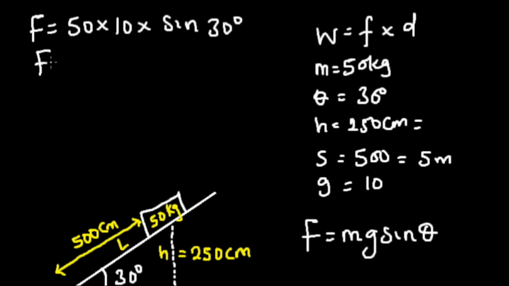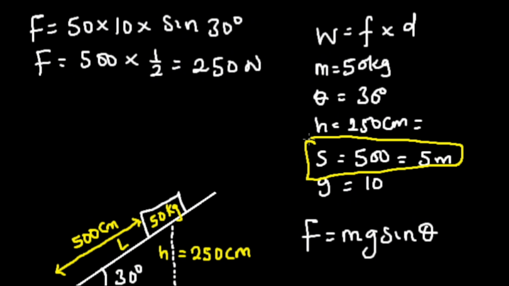Okay, so force is equal to, what would that be? 50 times 10, that's 500. Sine 30 is half, right? And that is 250. Sorry, that's 250. That's 250 Newton. So I've gotten my force to be 250 Newton. Very simple. And I've already also converted my distance here to be 5. So what would be my answer? Force, which is F, 250, distance 5.